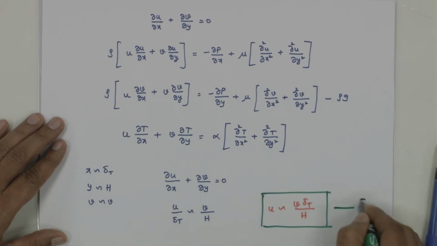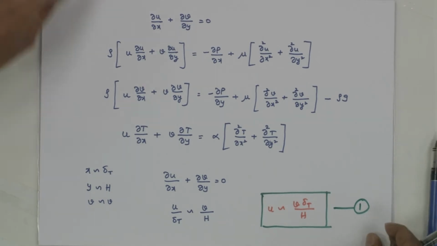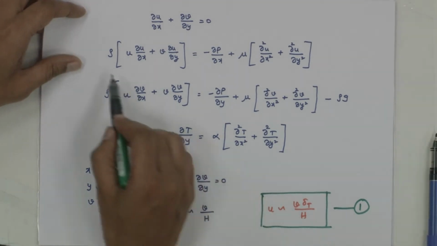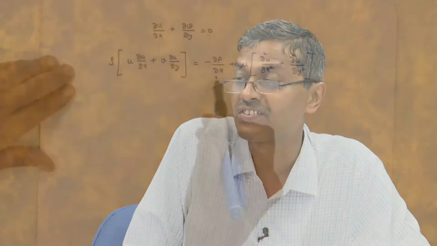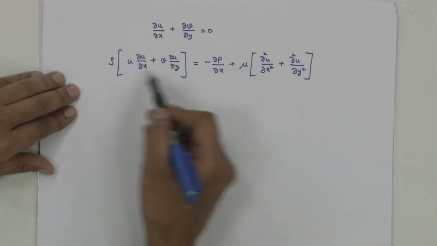Let's call this equation 1. Let's keep it like that. Now let us take up the x momentum equation. I have just pulled out rho to this side, so I will write the scales directly.